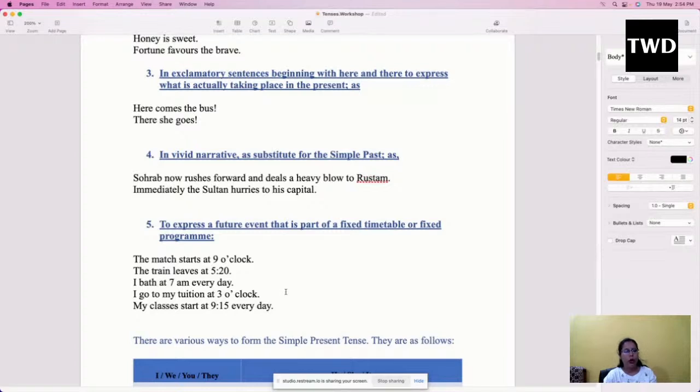So can you see all these have a fixed timetable? Even if we talk about this session, it also starts every day at a fixed time, that is 2:45. So you can see our English session starts at 2:45 p.m. every day. Can you see, whatever is happening around you, you can just frame it under simple present tense.